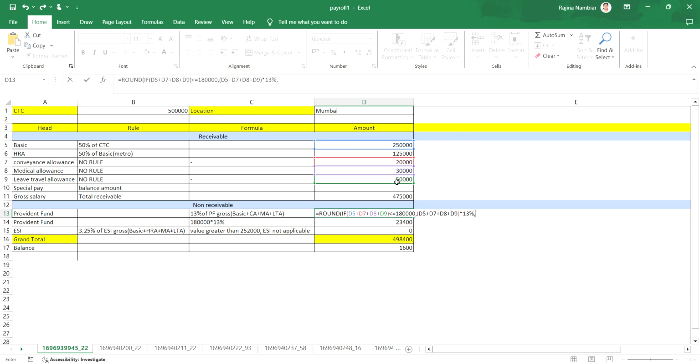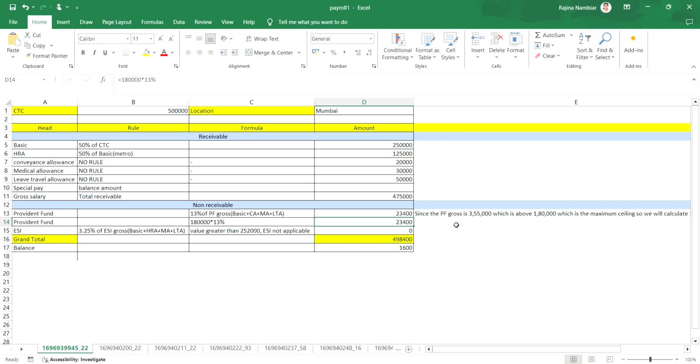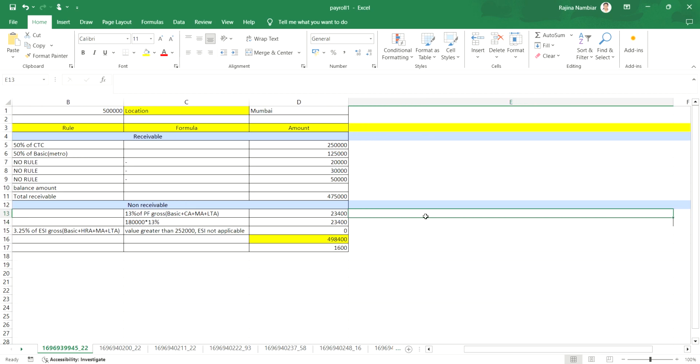Or else you will calculate it on 1,80,000 into 13% of that. Okay, now you close this condition. You have opened the round condition, so we have to close that bracket as well. So we're going to start one more bracket. Okay, one more bracket is missing. Now this is fine. So I enter. So 2,34,000 is my PF calculation. Fine.